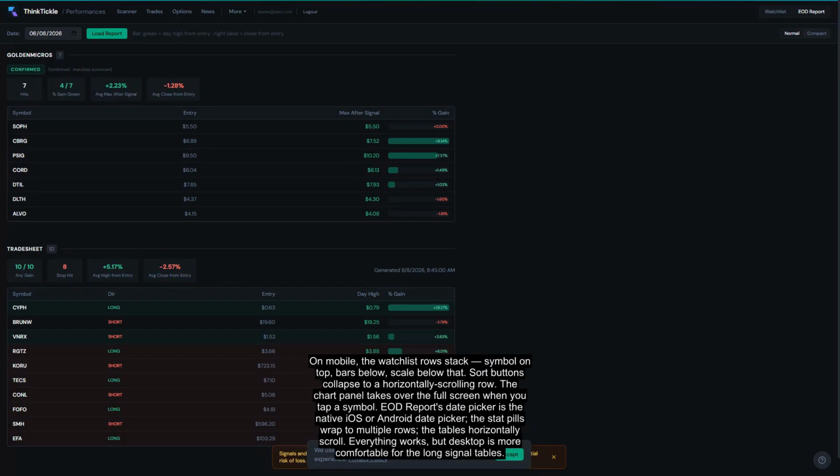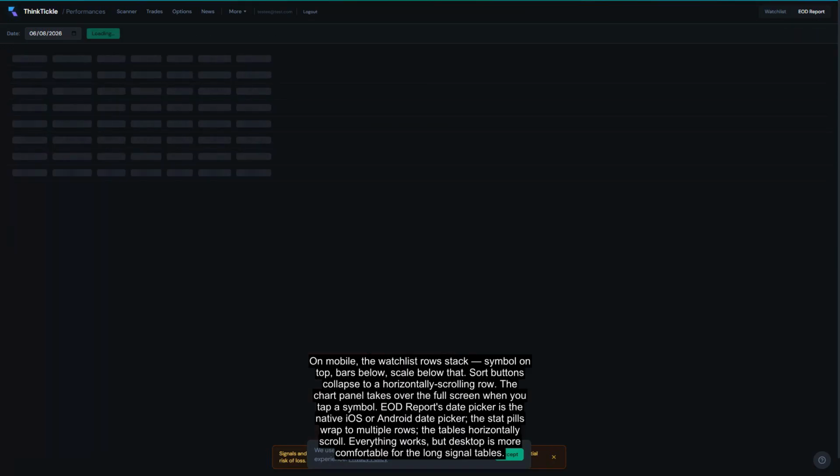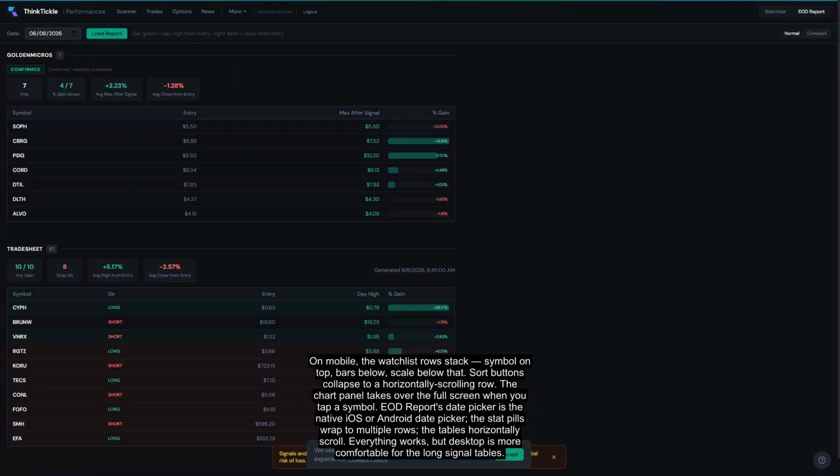On mobile, the watch list rows stack, symbol on top, bars below, scale below that. Sort buttons collapse to a horizontally scrolling row. The chart panel takes over the full screen when you tap a symbol. EOD Report's date picker is the native iOS or Android date picker. The stat pills wrap to multiple rows, the tables horizontally scroll. Everything works, but desktop is more comfortable for the long signal tables.